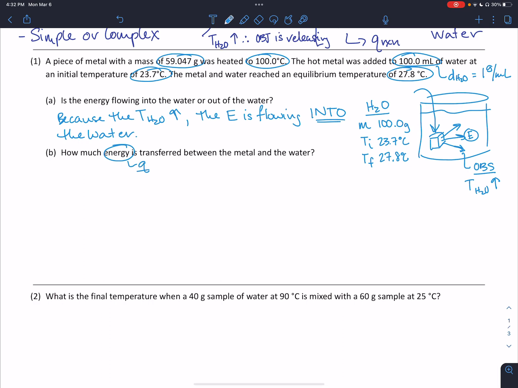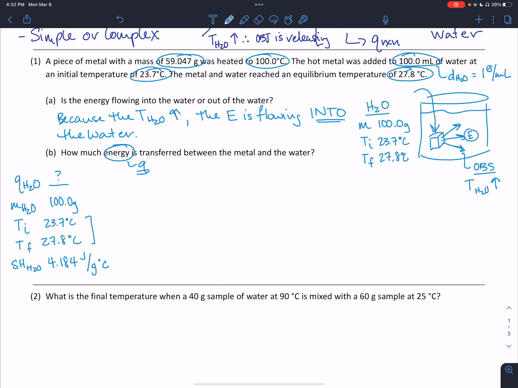So we're going to be looking for Q. I like to list out what I have. We're going to be looking at it from water's perspective. So I have water, and I don't know the energy that's flowing. I do know the mass of my water sample. It's 100 grams. I know T initial for the water is 23.7 degrees Celsius and T final is 27.8 degrees Celsius. I also know the specific heat of water is 4.184, and that is in joules per degree Kelvin. Oh, sorry, joules per gram degree Celsius.